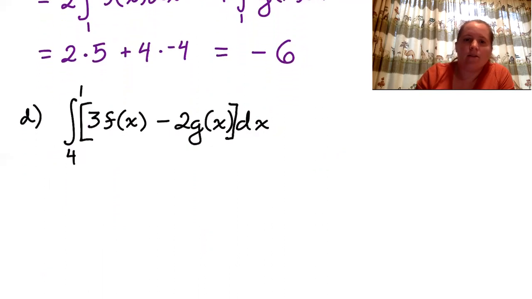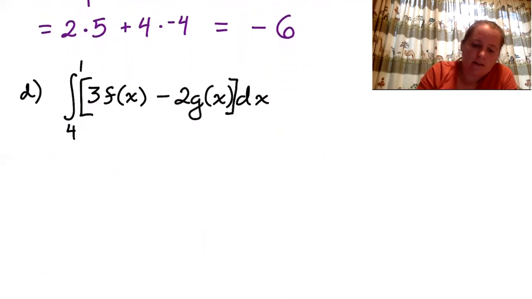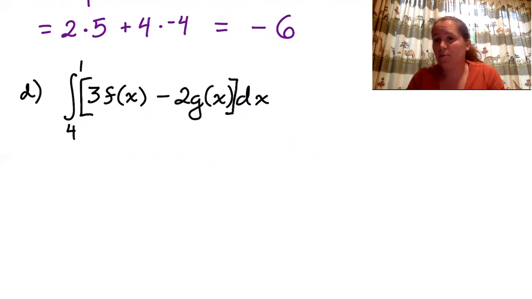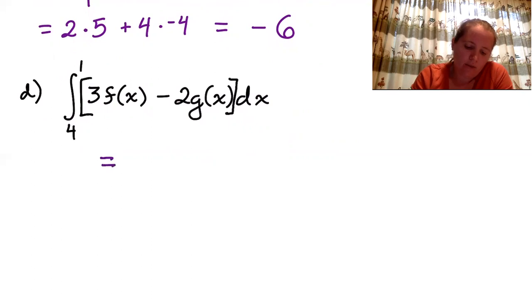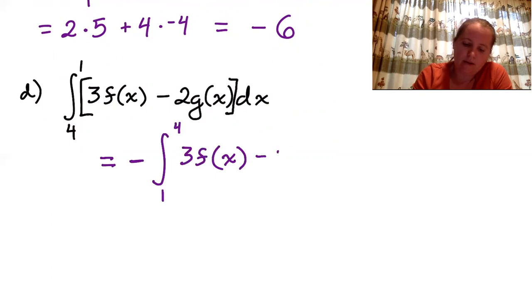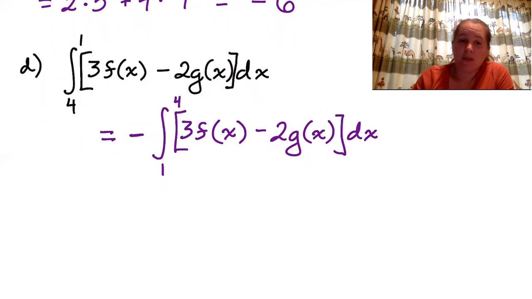All right. So the first thing we are going to take advantage of is I gave the bounds, that 4 and 1, in backwards order from standard, so we can flip them if we put a negative in front. So this is negative the definite integral from 1 to 4 of 3 f of x minus 2 g of x dx. We can then split this.